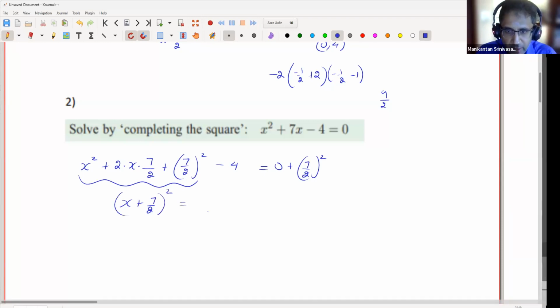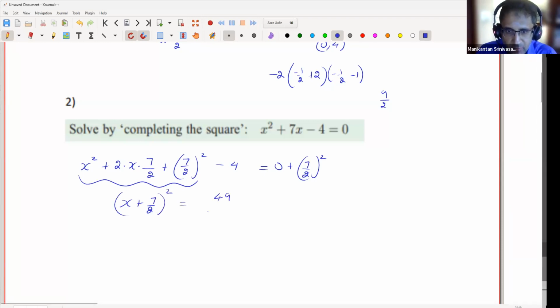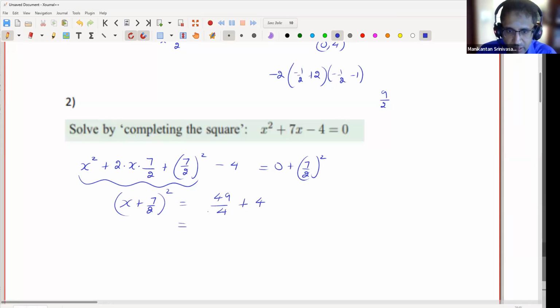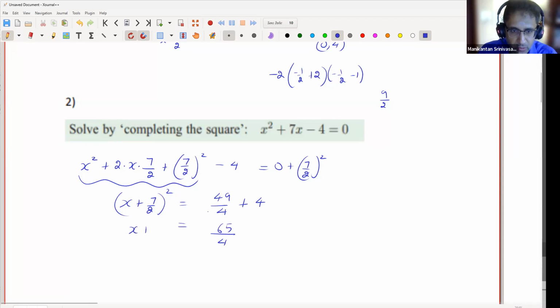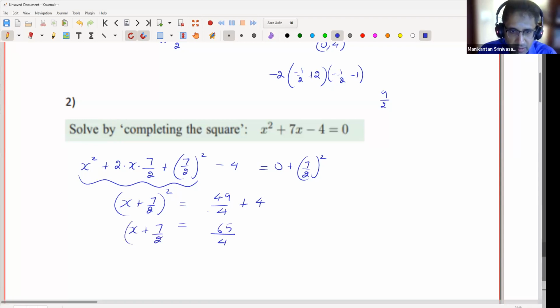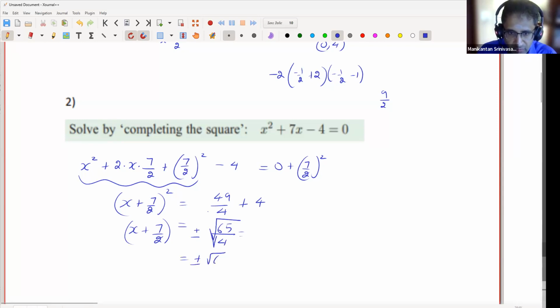Okay. And then the minus 4 moves to the right side. So it becomes 49 by 4 plus 4, which is 65 by 4, I guess. 49 plus 16. And now I can take square root on both sides. So x plus 7 by 2 is equal to plus or minus square root of 65 by 4, which is nothing but plus or minus square root of 65 by 2 outside the root.